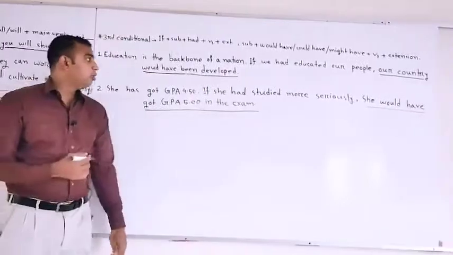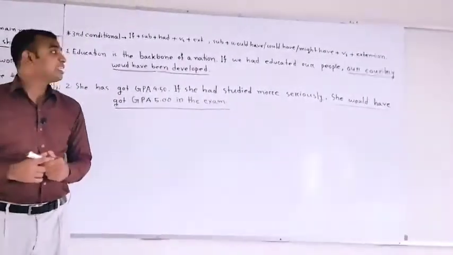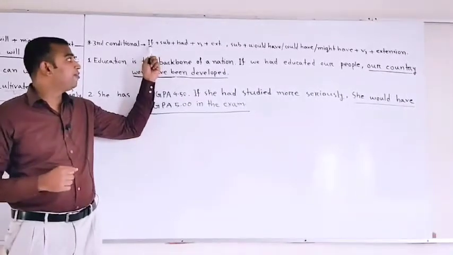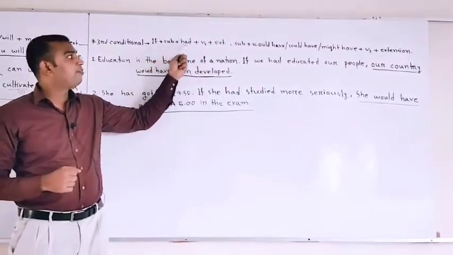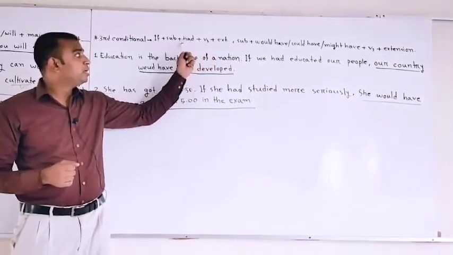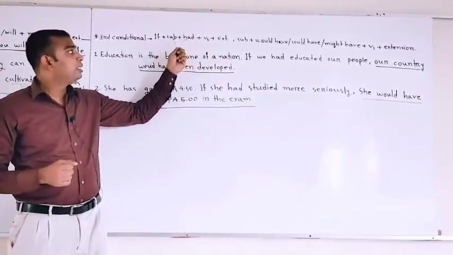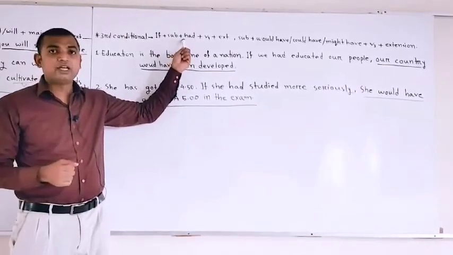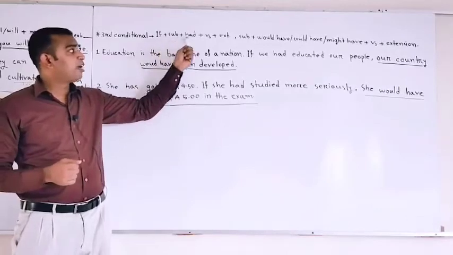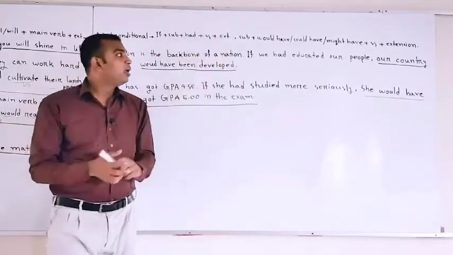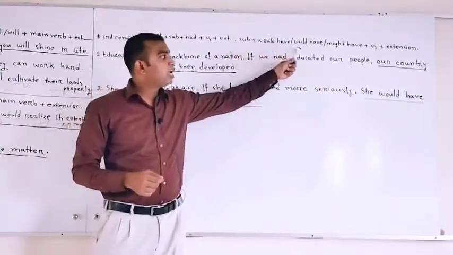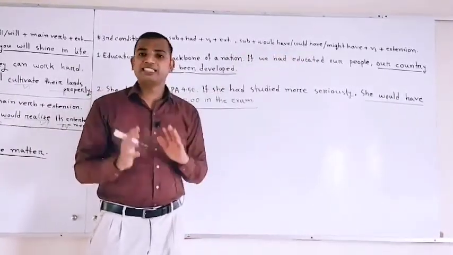Dear students, look here, I have written a third conditional sentence. Look, third conditional: when the clause begins with if and then you find subject had verb 3, that means past participle form, then extension, that means this sentence is past perfect tense. So when the clause begins with if, then subject had verb 3 plus extension, the second clause will be subject would have, could have, might have plus verb 3 plus extension.